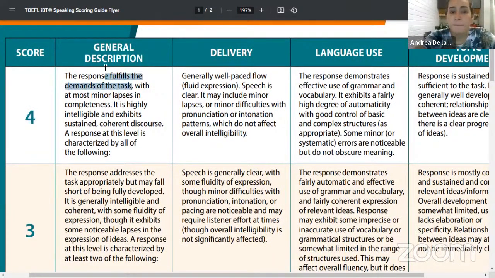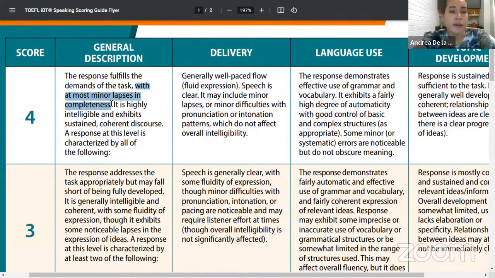So as Sergio read, if you want a top score, then your response needs to fulfill the demands of the task. Basically, that means you need to answer the question. If they ask what's your favorite song, you need to answer directly: this is my favorite song because of this reason, and so forth. Right? So you need to fulfill the demands of the task. You need to do what they say.